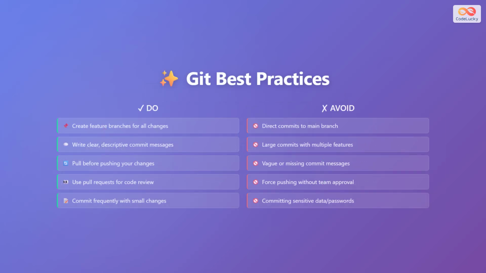Let's cover important best practices to maintain a healthy codebase. Do create feature branches for all changes so main remains stable. Do write clear, descriptive commit messages that explain what you changed and why. Do pull before pushing to prevent conflicts with teammates' work. Do use pull requests for code review, enabling team members to provide feedback before merging. Do commit frequently with small, focused changes instead of large commits mixing multiple features.